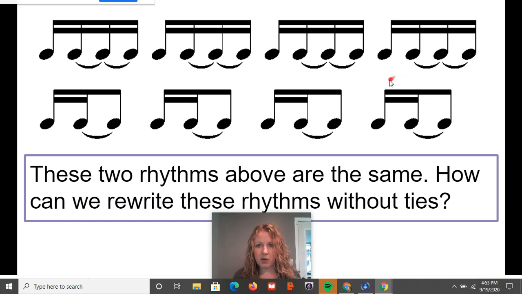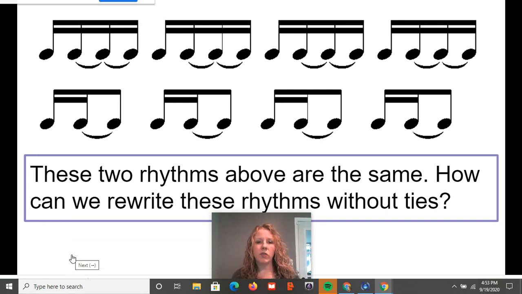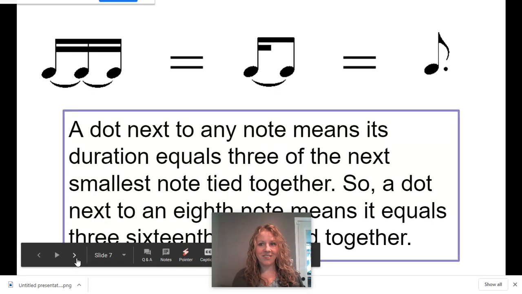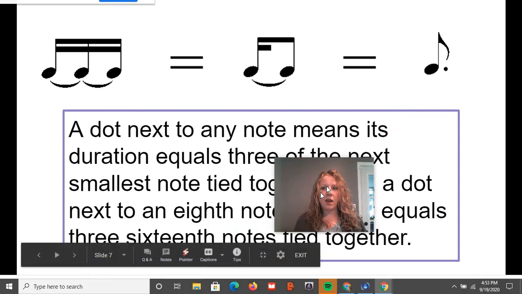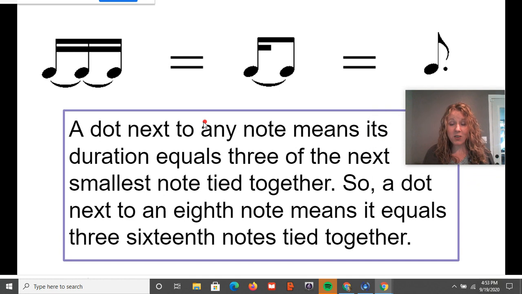On a scrap piece of paper or something, write down what you think this rhythm would look like without the ties. What can we use to rewrite it? What have we learned about when there's 3 of something tied together? Yeah, 5, 4, 3, 2, 1. If you said it was a dotted eighth note, you were correct. A dot next to any note means its duration equals 3 of the next smallest note tied together. So a dot next to an eighth note means it equals 3 eighth notes tied together.